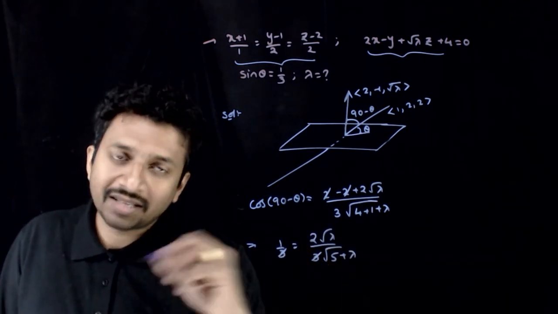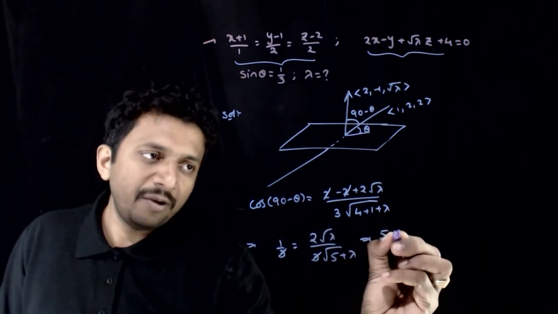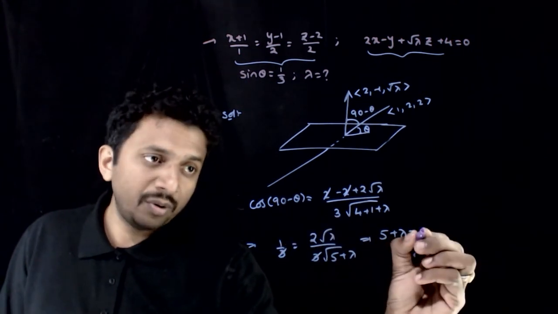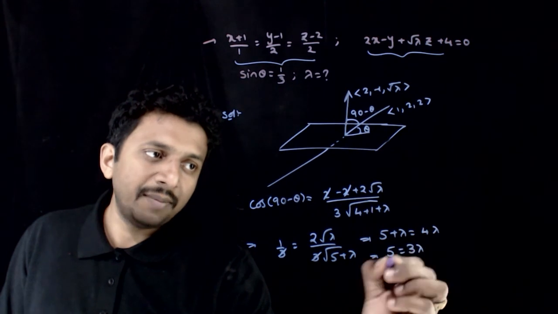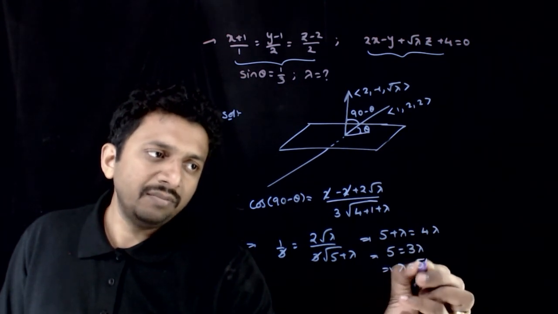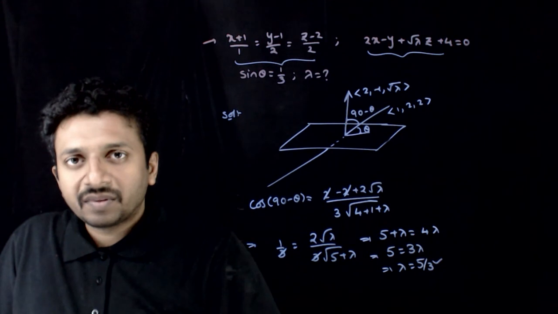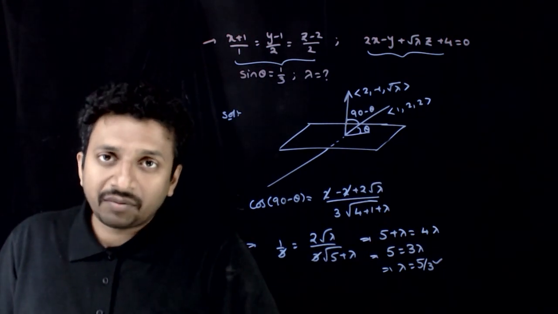So 3 and 3 get cancelled. This implies 5 plus lambda is equal to, if you square it on both sides, 4 lambda. This implies 5 is equal to 3 lambda. So lambda is equal to 5 by 3. So this is the value of lambda required. Thank you.